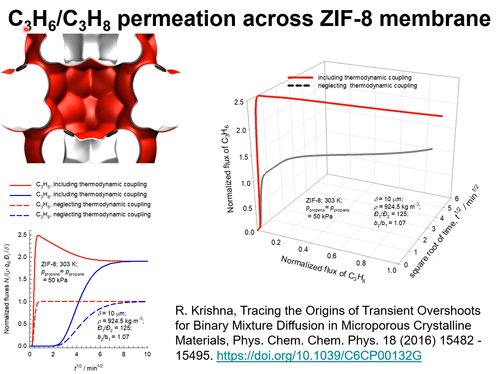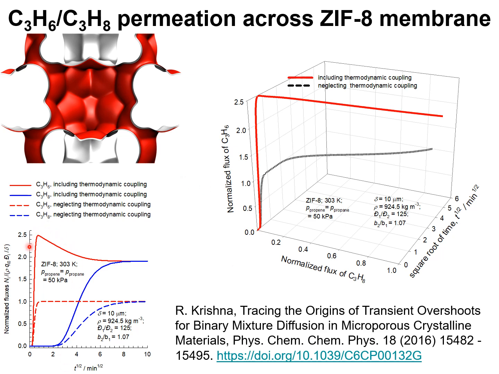Due to the subtle differences in bond lengths and bond angles, the diffusivity of propene is about 2 orders of magnitude higher than the diffusivity of propane. The molecules jump one at a time across the windows, and the intercage jumps are uncorrelated. So correlation effects can be ignored, and all coupling in the permeation fluxes is engendered by thermodynamic correction factors.